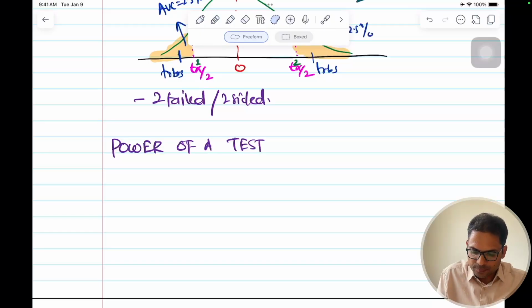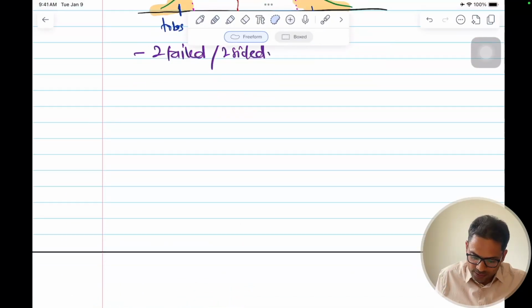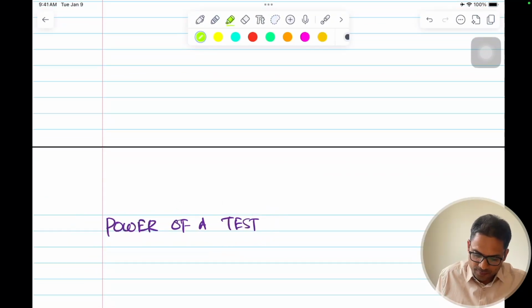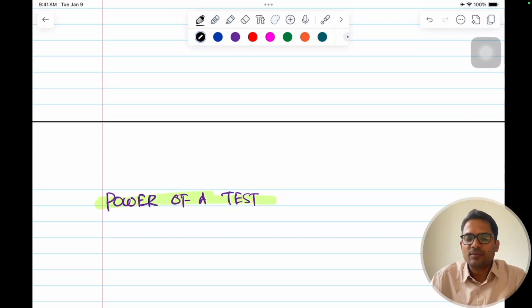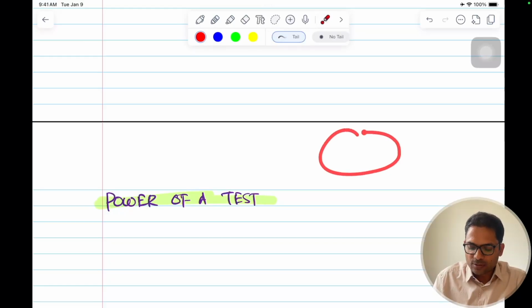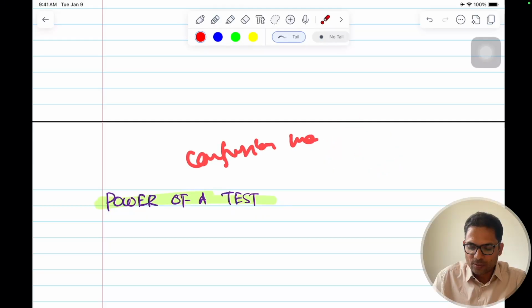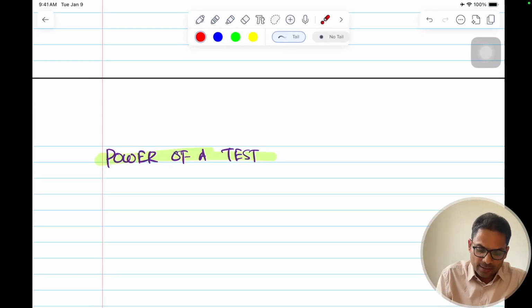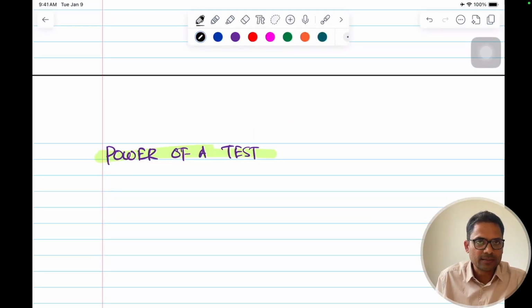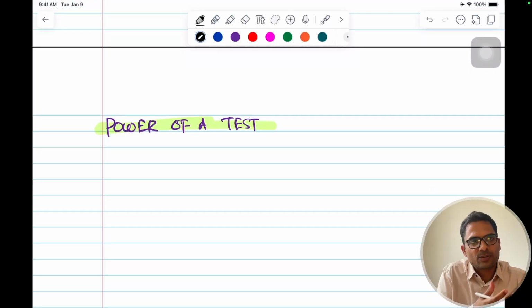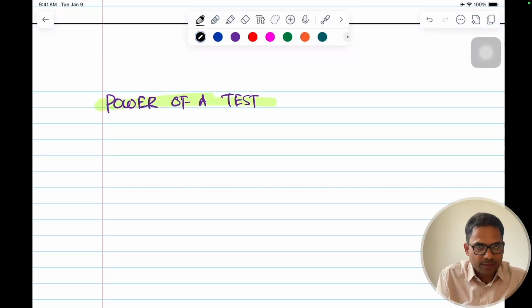Let me move to a new page. What is power of a test? Before that, we'll just plot the confusion matrix. Confusion matrix is a performance measurement parameter, so that once the model is ready, we create this confusion matrix to find out how the model is behaving or performing on the test data. I'll create another video in which I'll discuss confusion metrics and other performance metrics in detail, but this is just a trailer of that.